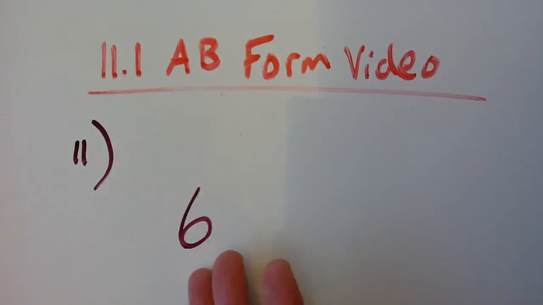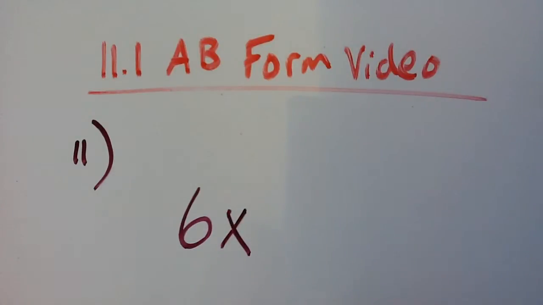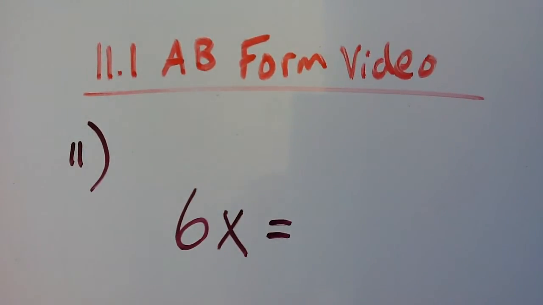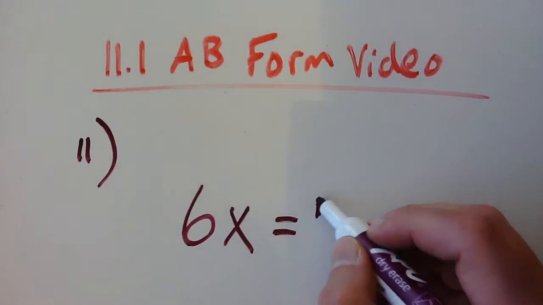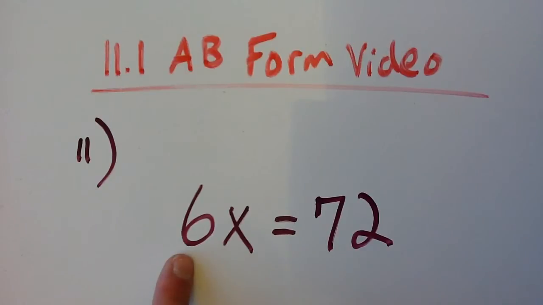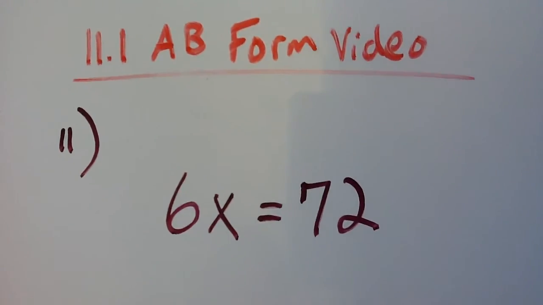So you take your 6 teams, and we're going to multiply that by the number of people, which is unknown. That's why I'm using X. So 6 times some number is equal to a total of how many people in the soccer league? What does it say in the first sentence? How many people signed up for the soccer league? 72. So you take your number of teams, multiply that by the number of people on each team, and that will give you the total number of people in the league. So you have 6x equals 72.